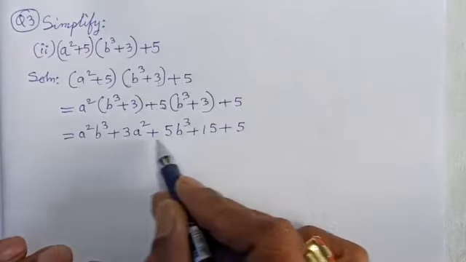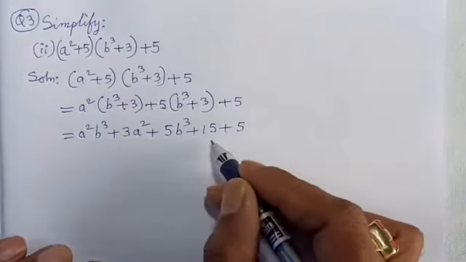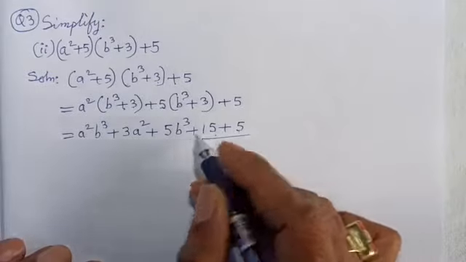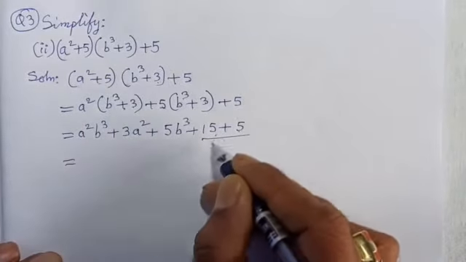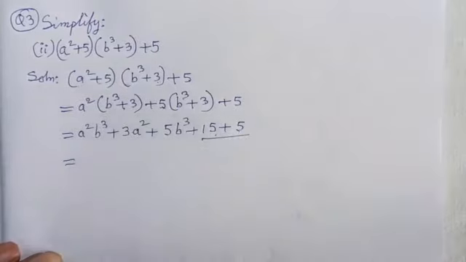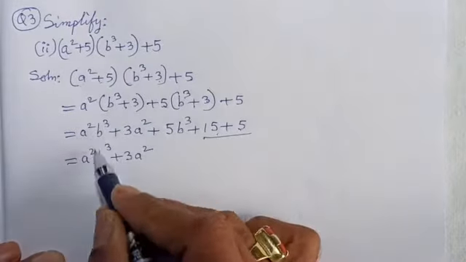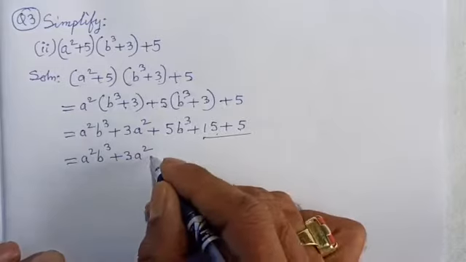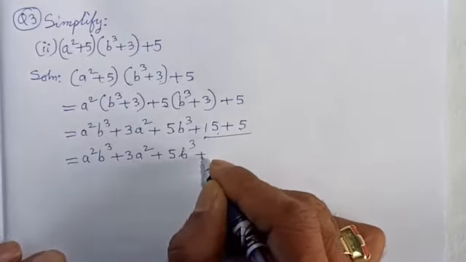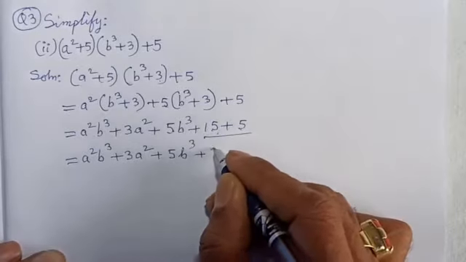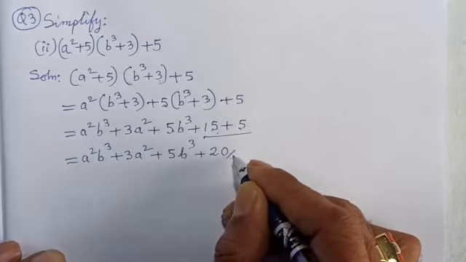Now let's select like terms. Here like terms are only these two. So we have to write down this same, this also same, this also same. 15 plus 5 we have to add together. So we're writing this, and this also writing here, then plus sign, then this 5b cube plus 15 plus 5, we are getting 20, and this is the answer.